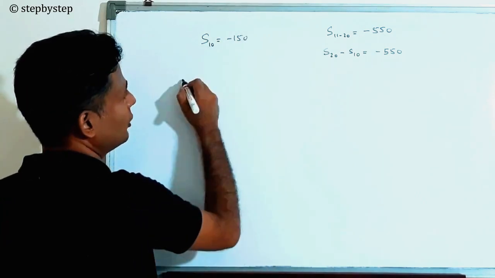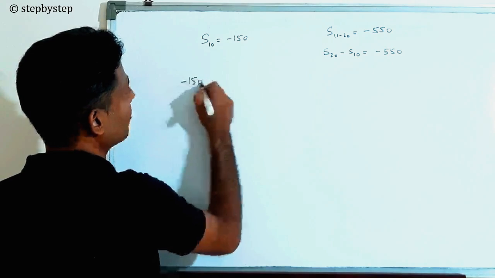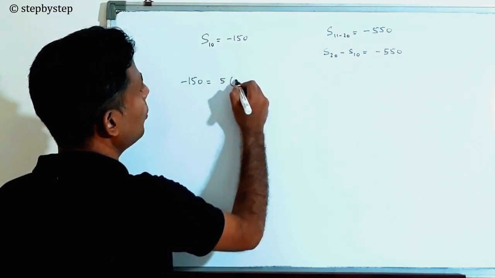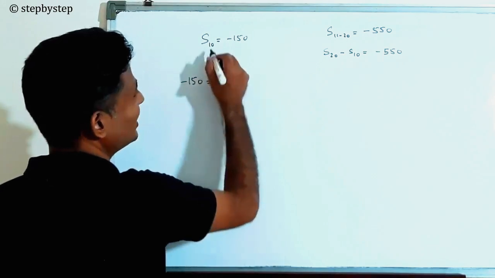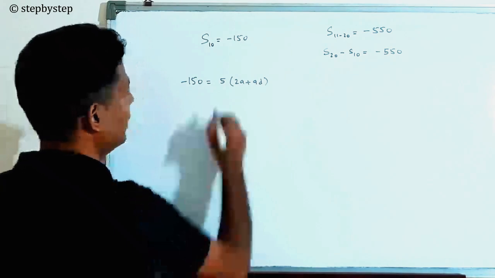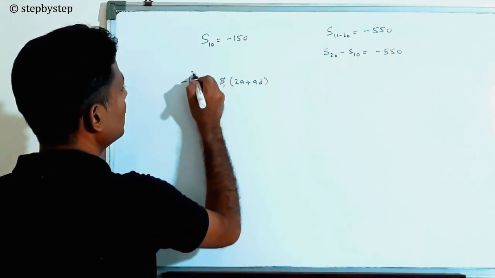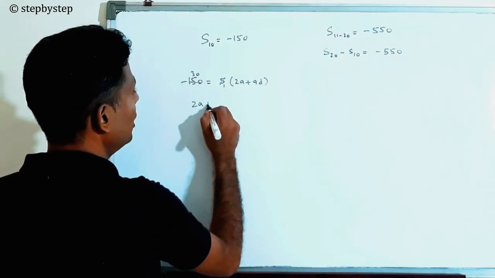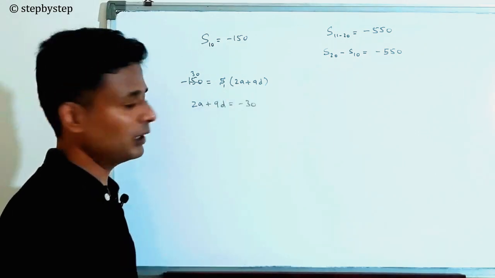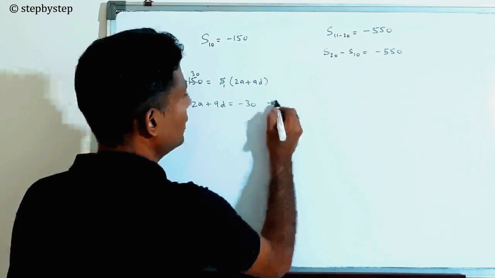We'll apply the formulas. S of 10, minus 150, equal to n by 2, that is 10 by 2, 5, into 2a plus n minus 1, that is 10 minus 1, 9 into d. Now 5 tens are 50, 30s are 30. So what do we have? 2a plus 9d equal to minus 30 from here. This is our first equation.